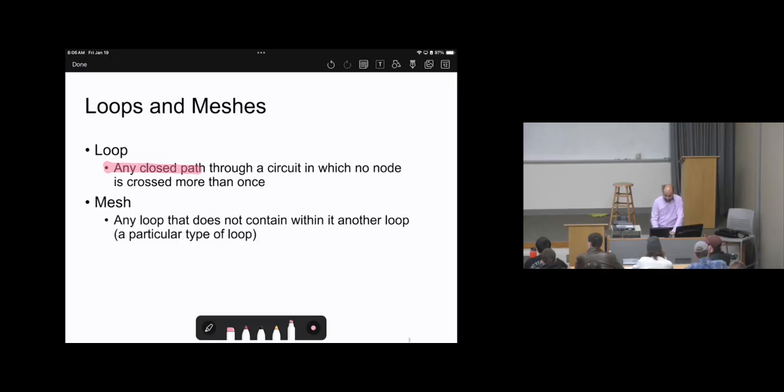Meshes are a special case of loops. A mesh is a loop, but it should be only an inner loop, not an outer loop. What do I mean by this? Let me give you an example.